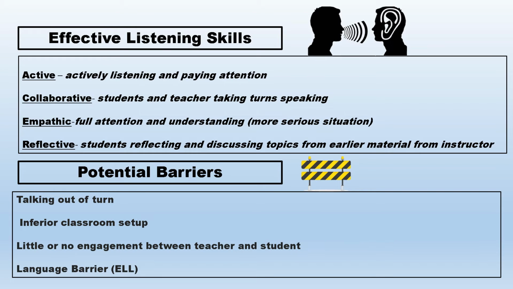Active, you're listening. The student is trying to listen to what you're saying, or as an instructor, I'm trying to listen to the student. Collaborative is when teachers are taking turns speaking. I think this is a great one. Although it can be a little bit difficult to manage, you have to make sure no one is speaking out of turn.